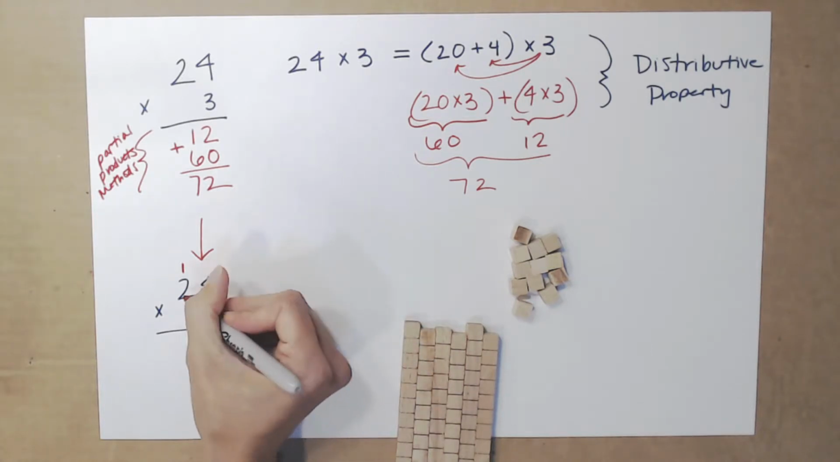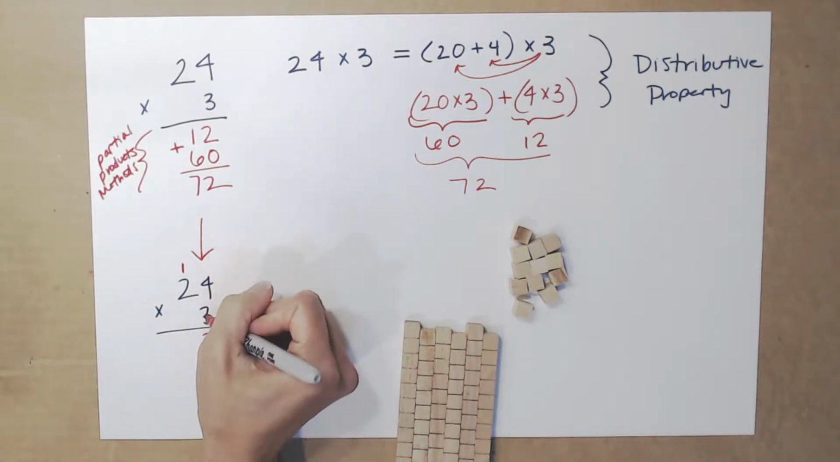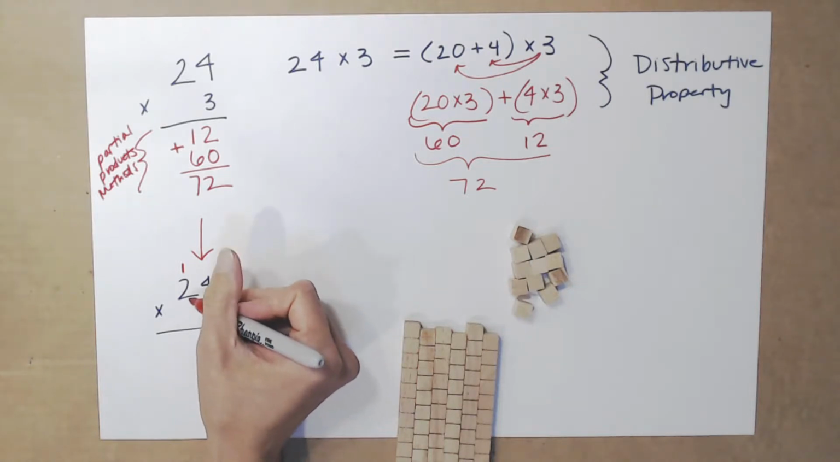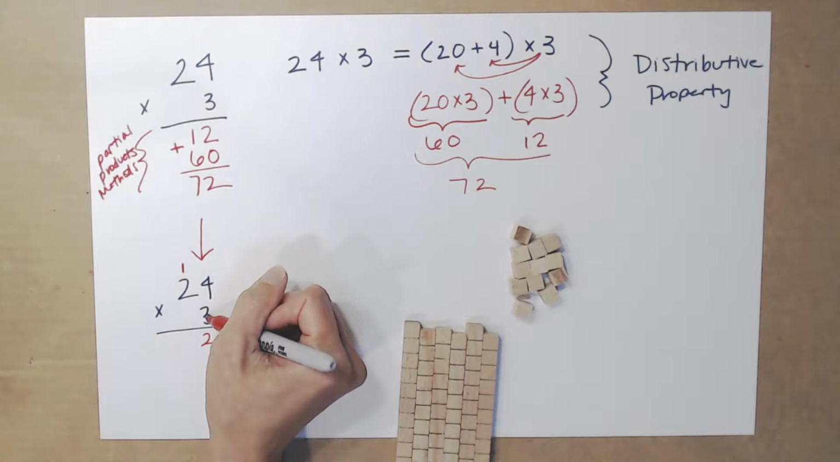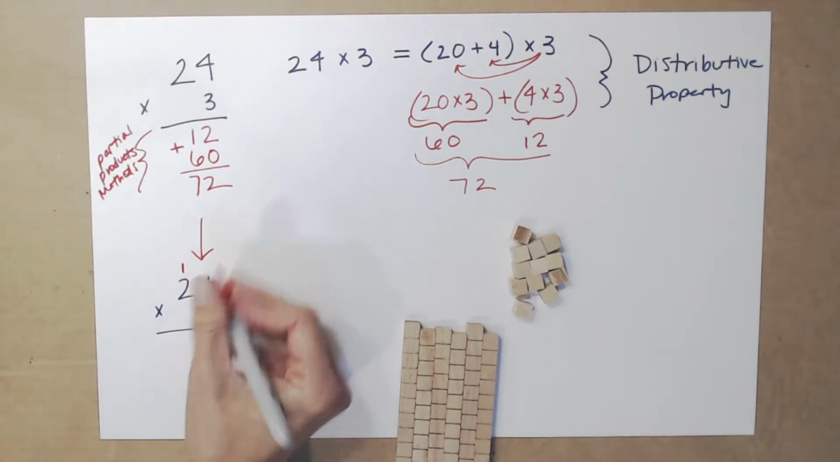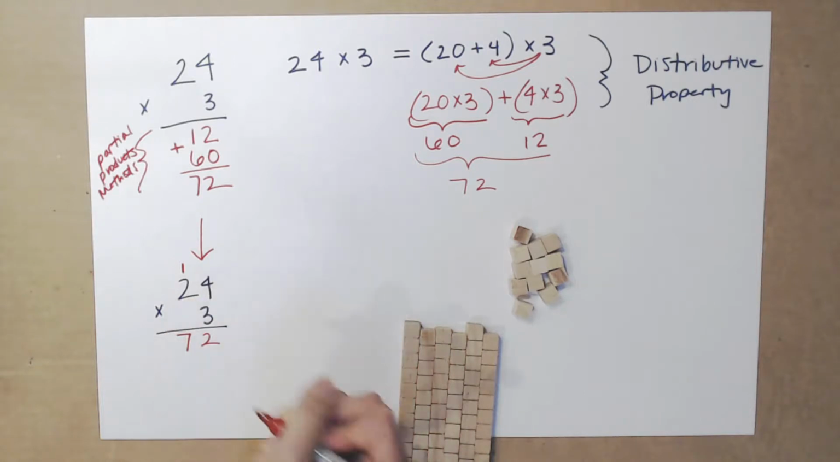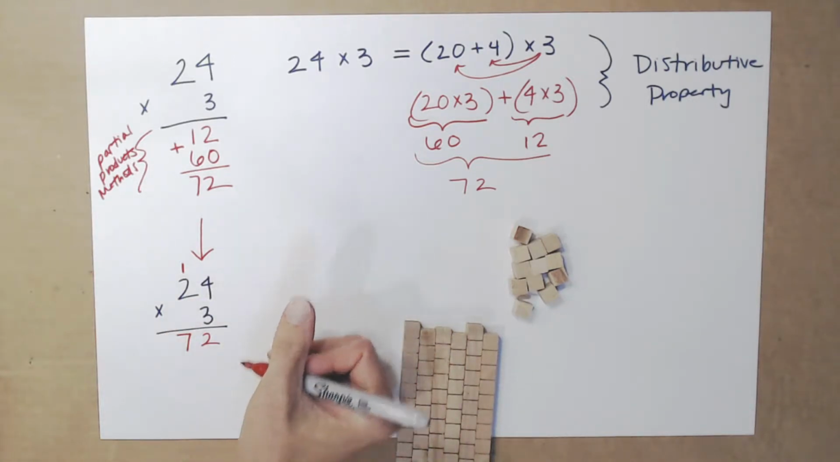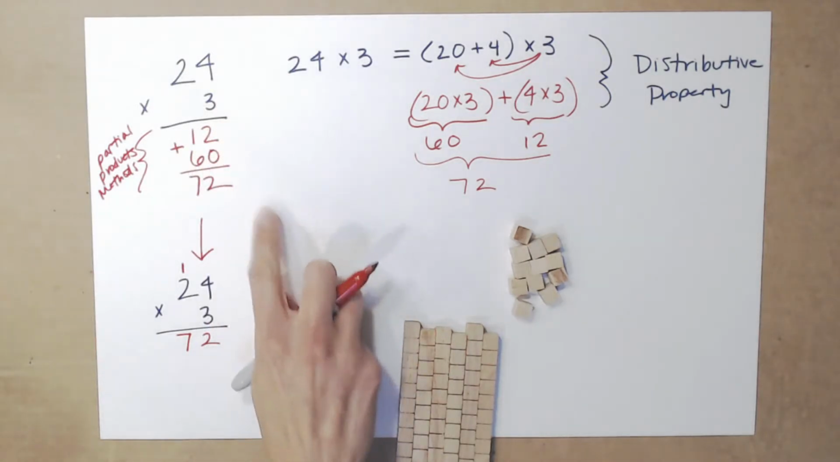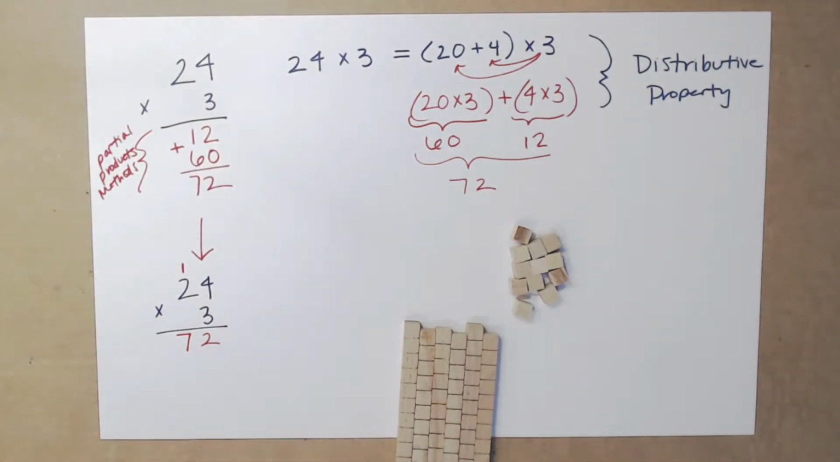And then we say we have 2 tens times 3, which is really 20 times 3, but we're going to think about them as tens. 2 tens times 3 is 6 tens, plus the 1 extra 10 we had from the 12 is 7 tens, so 72. So what we did is we kind of combined these 2 steps into one. It's a little more streamlined.